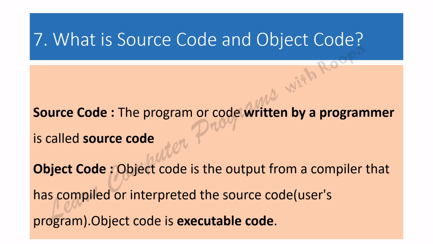That means we cannot use the source code directly. The computer will not understand our source code. Let it be in C, C++, Java, any language we are coding, it will not understand the source code. It has to be converted into a machine understandable code. That is known as object code.